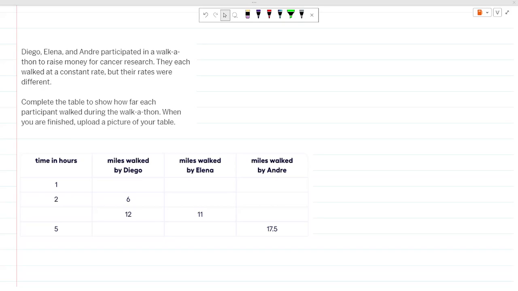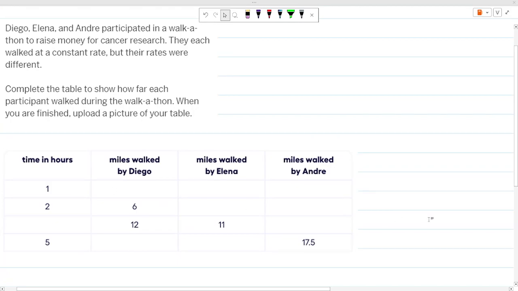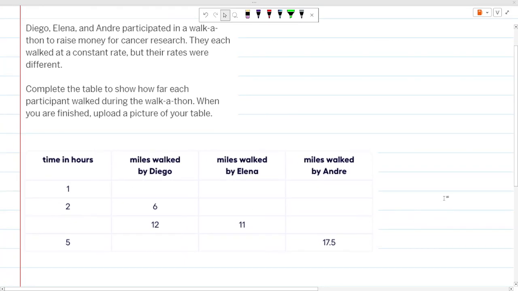It says Diego, Elena, and Andre participated in a walkathon to raise money for cancer research. They each walked at a constant rate, but their rates were different. Complete the table to show how far each participant walked during the walkathon. When you are finished, upload a picture of your table.